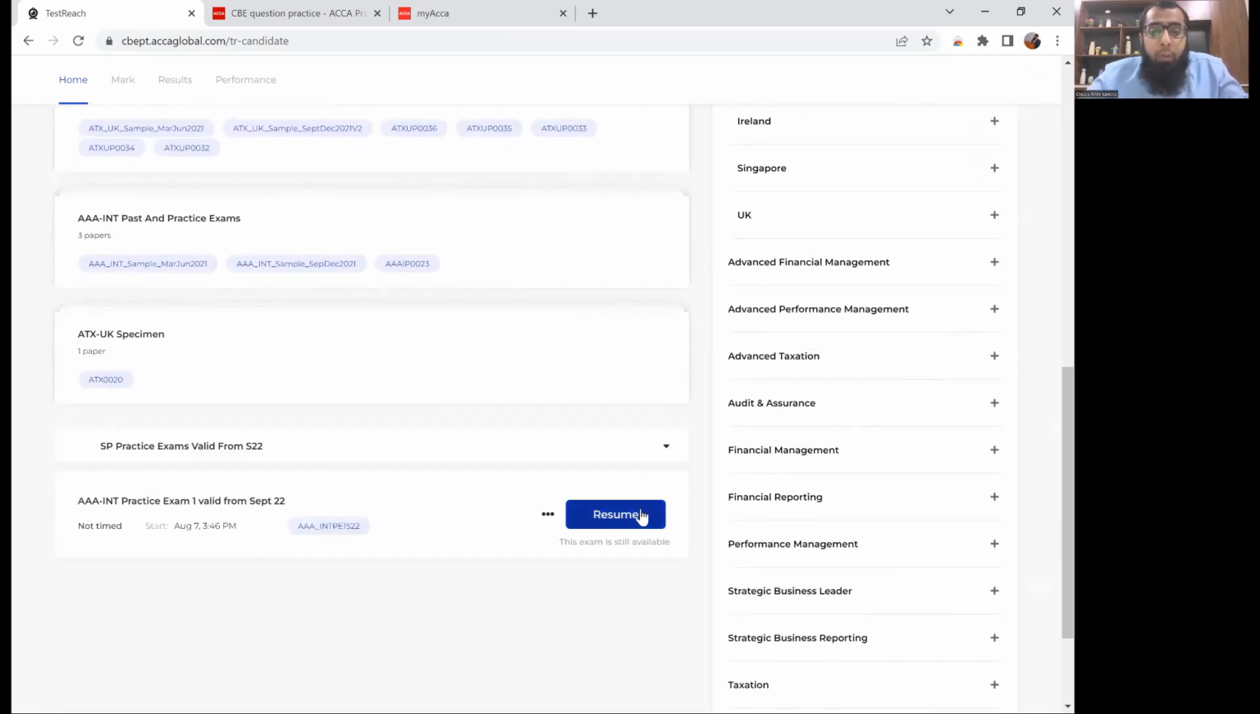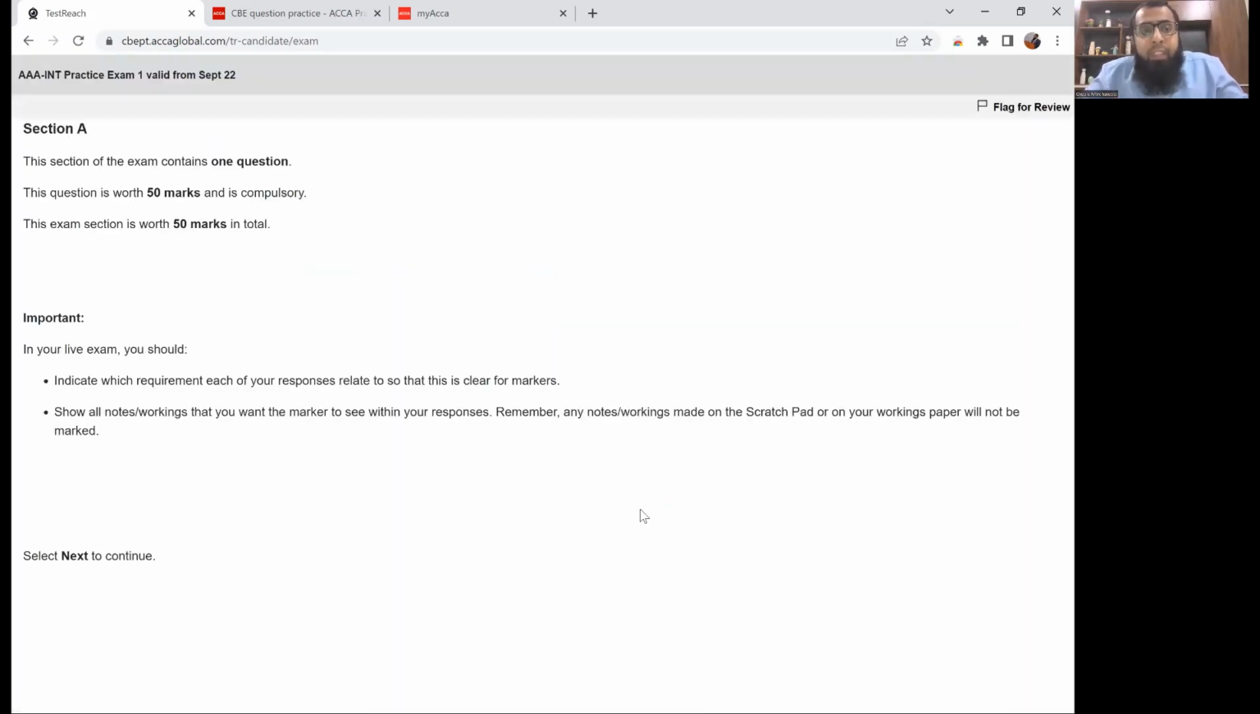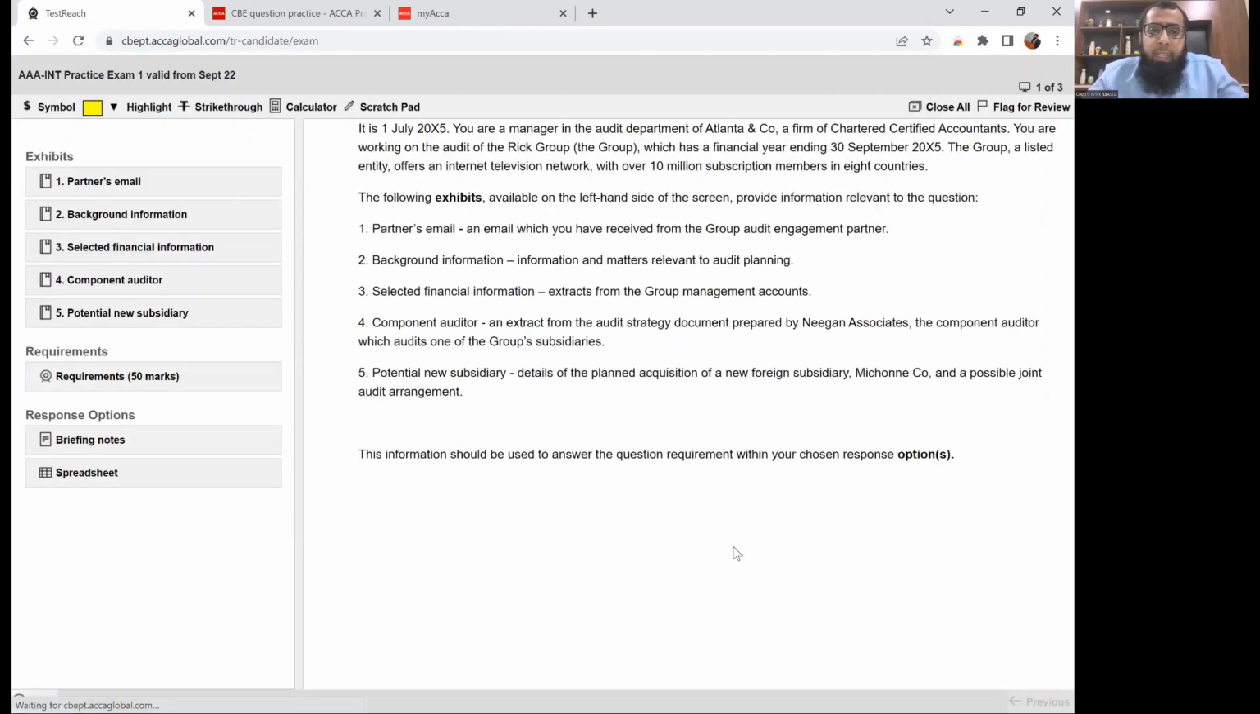Now I've already opened the screen, so in my case it's resume, but in your case it will be just start, and here will be your examination screen. You will click next, and here your first question will appear. There will be multiple screens. You will click next, and the first question will get over. So this was the journey of how you have to access the first specimen paper. Now we'll start the discussion on the first question of practice exam 1.